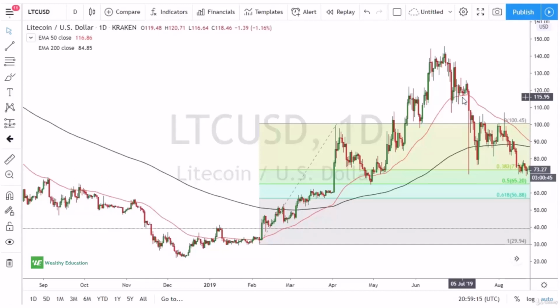In the next video, we'll take a look at how to trade something called MACD, or Moving Average Convergence Divergence.